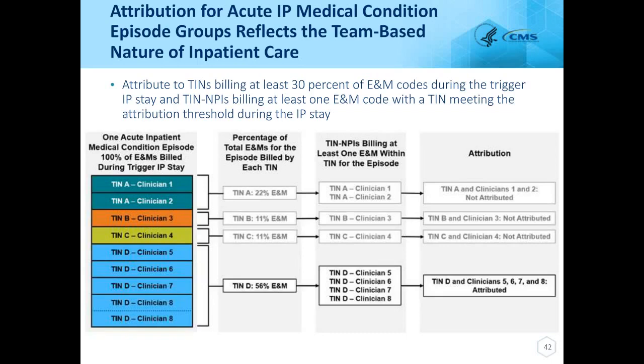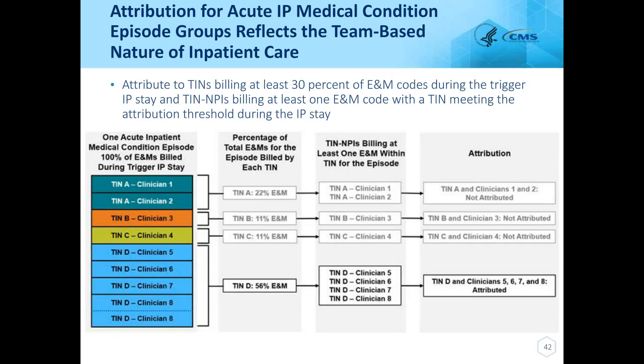So the first step, we consider which TINs have met the 30% threshold. Here, TINs A, B, and C have not met the 30% threshold, so they will not be attributed this episode. TIN D, however, has 56% of the total number of E&Ms during that trigger inpatient stay, so TIN D will be attributed the episode.